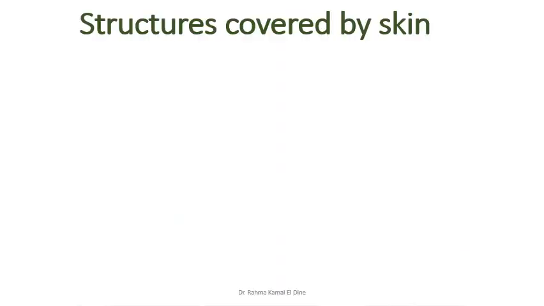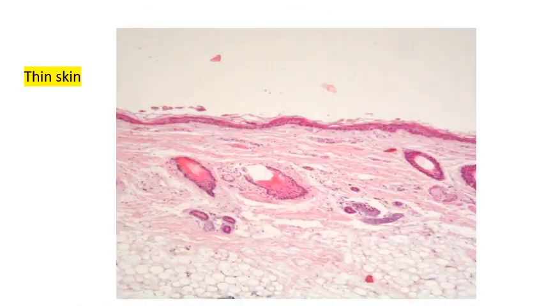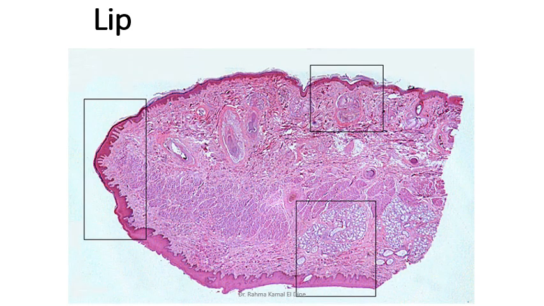If we have a structure covered by skin, this is thin skin. This is the epidermis and this is the dermis. Downward growth of the epidermis inside the dermis forms what is called the hair follicle. We have four structures covered with skin: the lip, the eyelid, the mammary gland, and the penis.